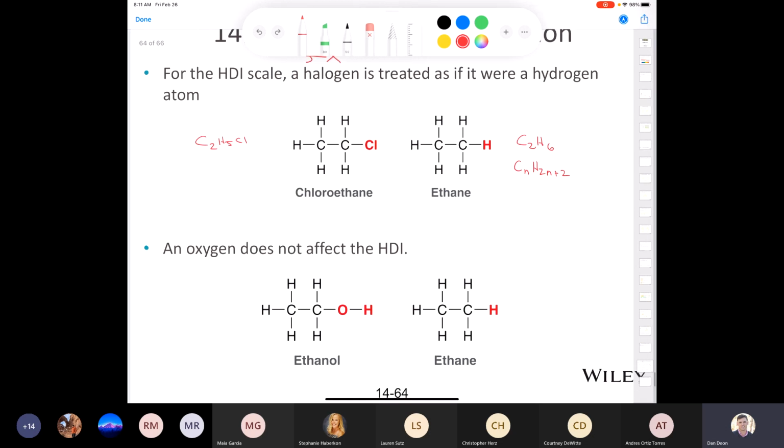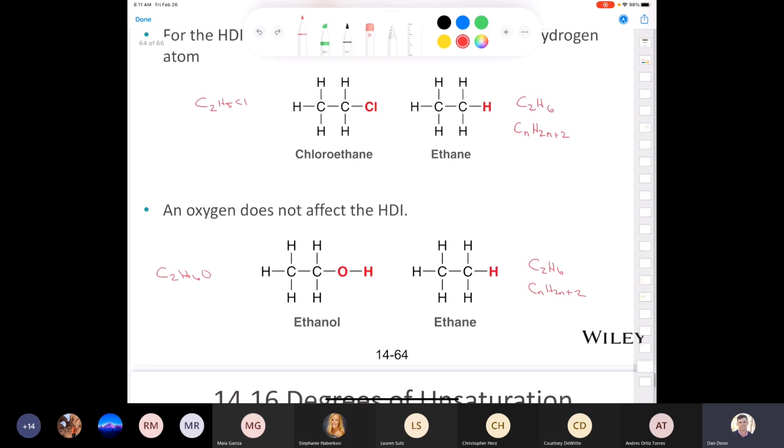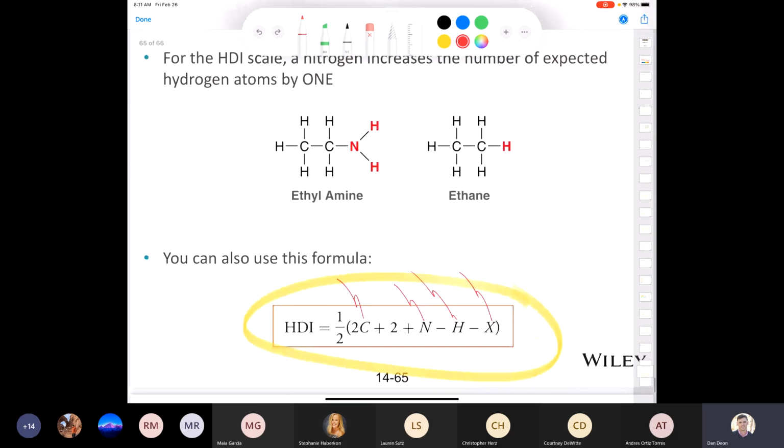What about an oxygen? Good news. An oxygen doesn't change anything. You just ignore it. Pretend it wasn't even there. So if we have C2H6O, which is what we have here for ethanol, you can treat it just like it's C2H6. The oxygen doesn't do anything. And so the same thing here, you'd have the formula CnH2n plus 2. And so there's no units of unsaturation in ethanol. Good enough. All right, nitrogen gets a little bit more interesting.